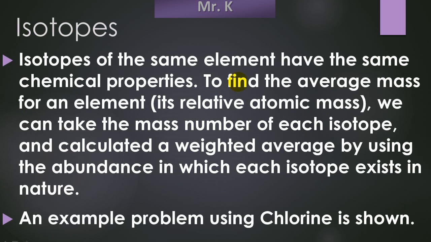Now it's important to note that the chemical properties are based on the number of protons. So even though aluminum-26 and 27 have different masses, they react the same way. They behave the same way because they have the same number of protons. And we're going to go ahead and do a calculation to find the relative atomic mass of chlorine using the weighted average of two isotopes, knowing the percent abundance of each of those isotopes.